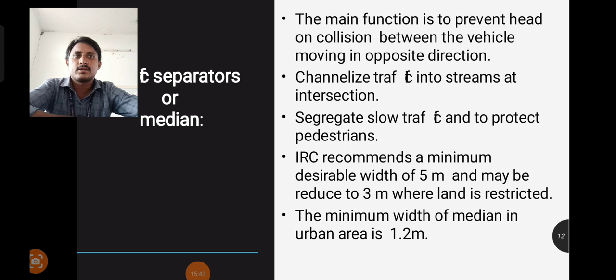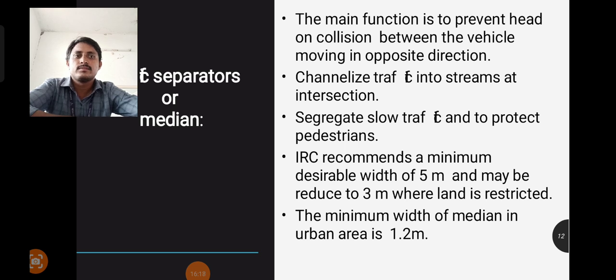Then traffic separators or medians. The main function of the separator is to prevent collision or the movement of vehicles. So traffic separator or median is nothing but a separation of the flow of traffic. In this also IRC has given some width for the traffic separator or median, that is 5 meters. If at some places the area is less, at that time reduce it to 3 meters where the land is restricted.